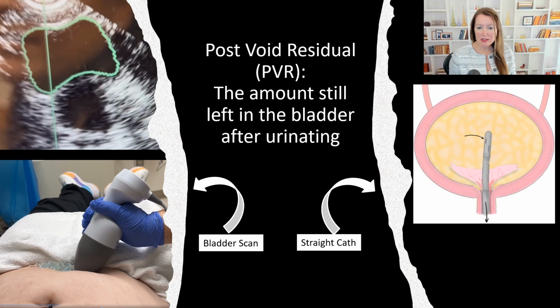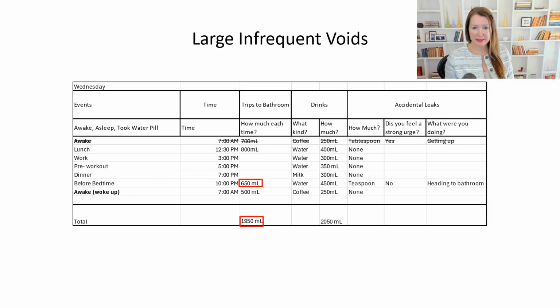Now, if your bladder is not emptying when you urinate, improving this emptying will reduce your frequency of needing to void, and also other complications such as urinary tract infection and incontinence.